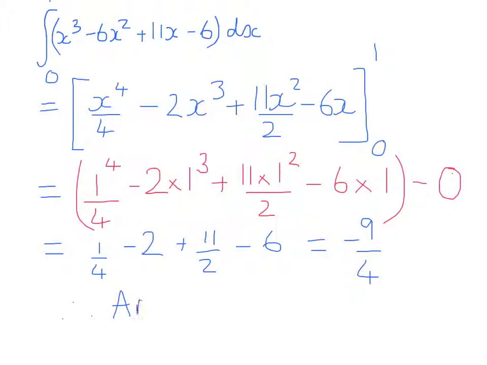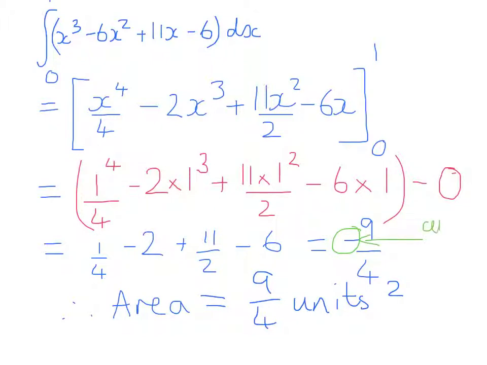Therefore, the area between 0 and 1 is equal to 9 over 4 units squared. Remember, the minus simply tells us that the area is beneath the x-axis. Let's notate that in. So the area is below the x-axis. And that's all it tells us. So we can ignore it when we're talking about area.